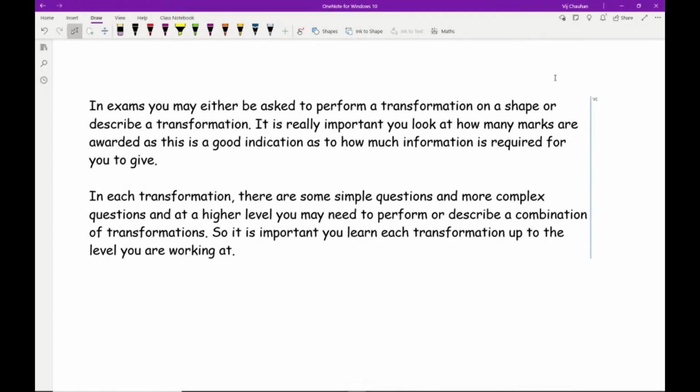Now moving on from this, in exams you will either be asked to perform a transformation on a shape or describe a transformation, and it's really important you look at how many marks are awarded, as this is a good indication as to how much information is required. In each transformation there are some simple questions and some complex questions, and at a high level you may need to perform or describe a combination of transformations. So it is important you learn each transformation up to the level that you're working at.